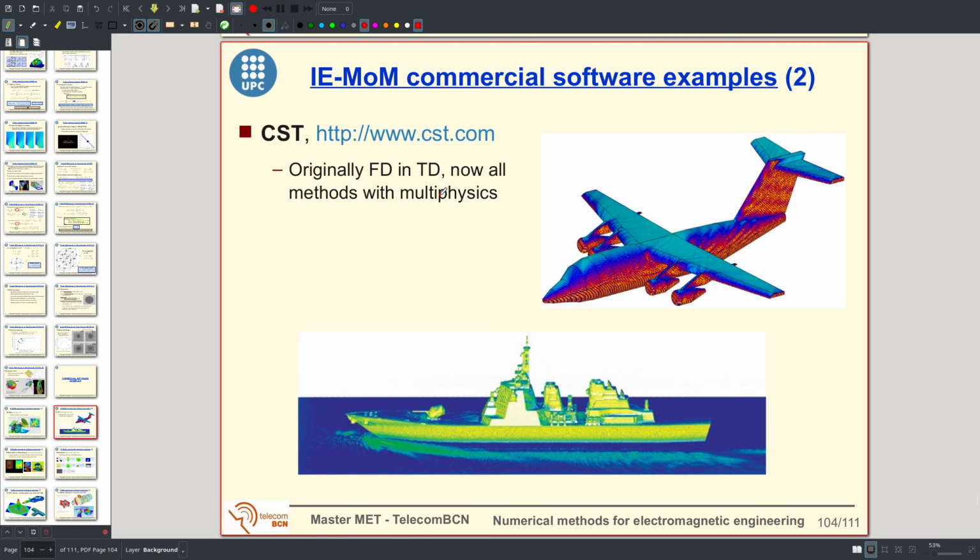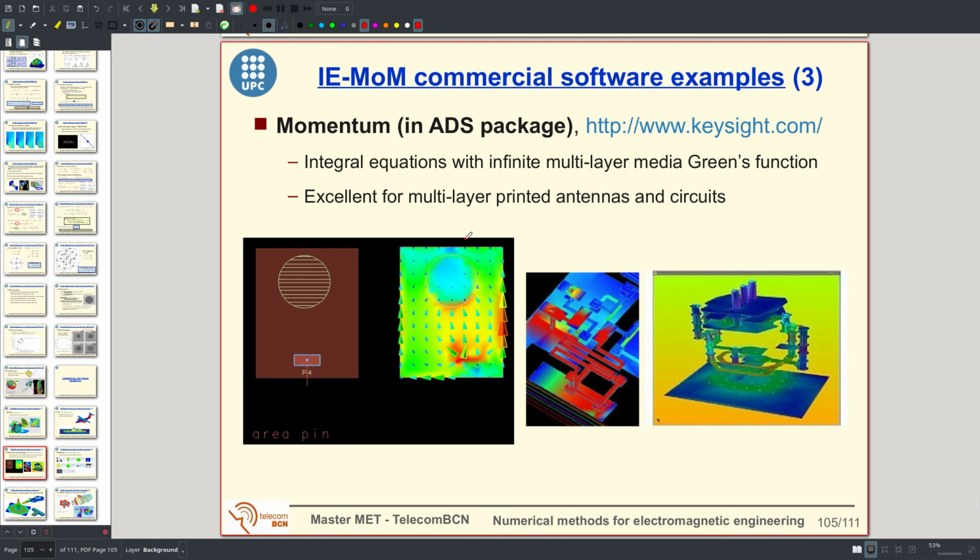The other software that is very commonly used and very widely used in computational electromagnetics for numerical simulation is CST. CST originally was a finite difference software, a kind of non-uniform FDTD, but now it has all the methods and multiphysics. So the most important modern software packages now have all the methods, like CST. Another interesting software package is Momentum.